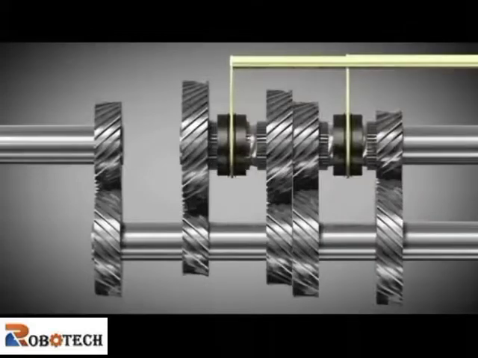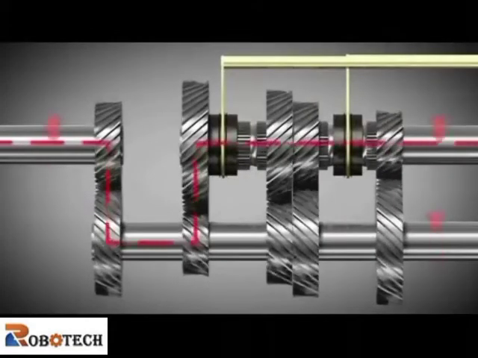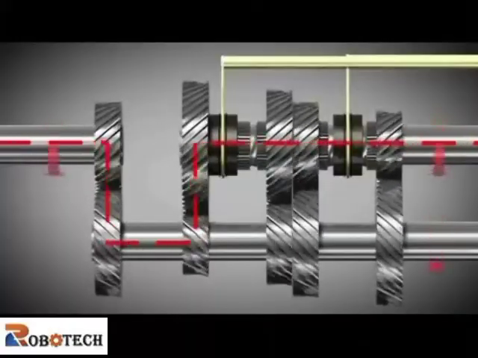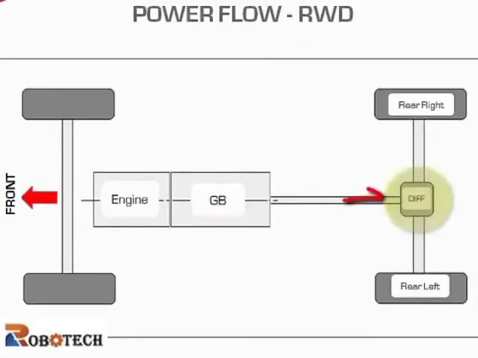to the gearbox. In the gearbox we are able to manipulate the torque, that is, we can either step up or step down the torque produced. From the gearbox, the torque is sent to the differential via the propeller shaft.